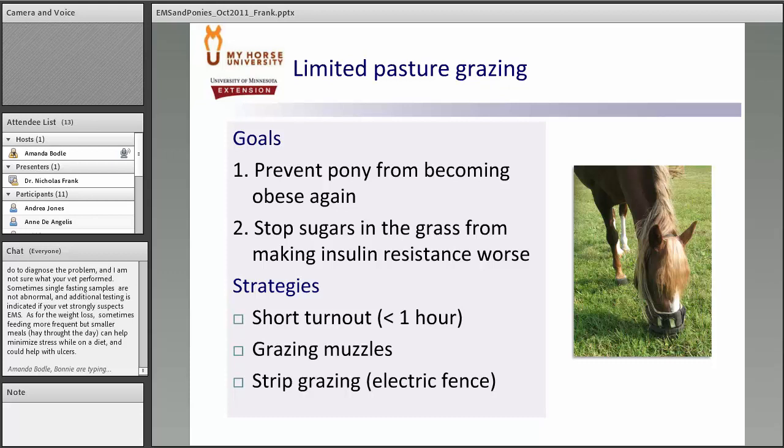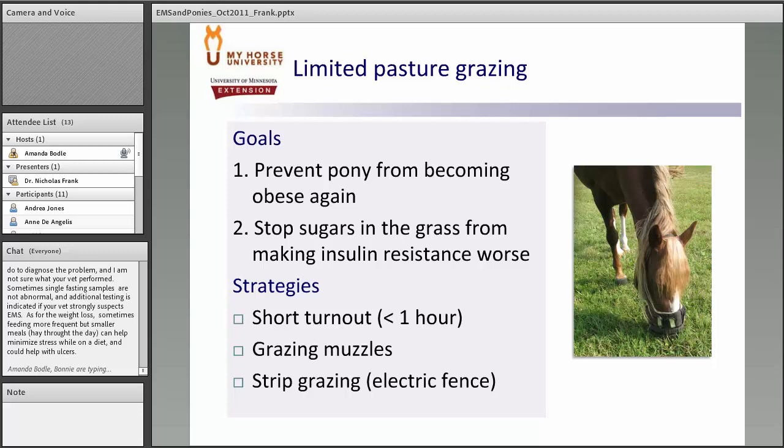Grazing muzzles are a good way of allowing horses and ponies out on pasture, but controlling their intake. And then we can use electric fence and other forms of fencing to allow the animal to increase its time and exposure to pasture without letting it have full access to the whole pasture, by limiting to perhaps a corner of the pasture or a strip of the pasture, and then moving the fence every week or every 2 weeks.